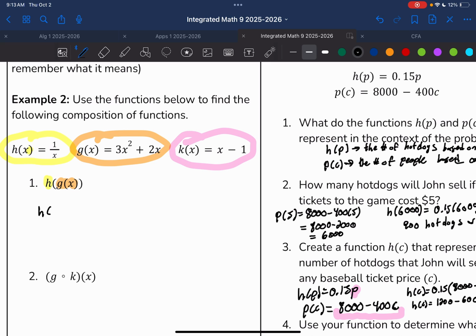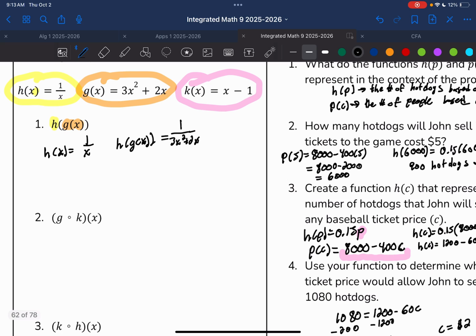So h of x is equal to 1 over x, which means h of g of x is 1 over g of x, which is 3x squared plus 2x. So h of g of x would be 1 over 3x squared plus 2x.